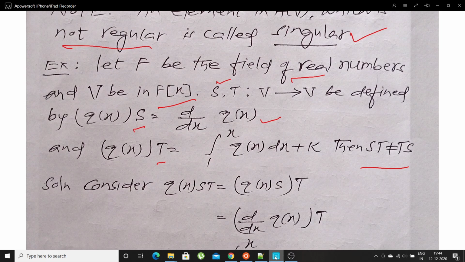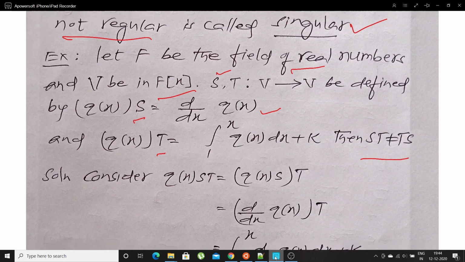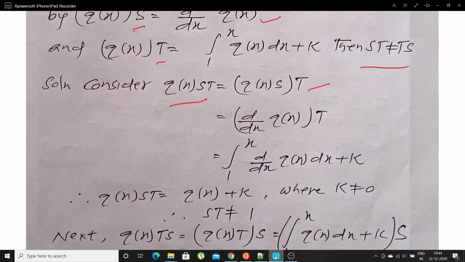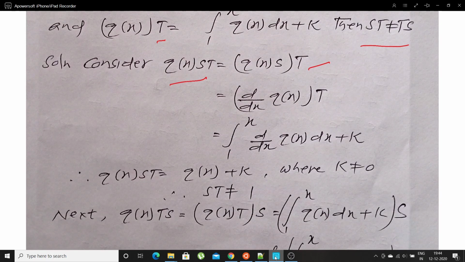Okay, let me consider the polynomial over the product of two elements. Q of x is a polynomial that you know. Q of x of st can be rewritten, using the composite function definition, as Q of x of s of t, replacing Q of x of s by d by dx of Q of x, and this is replaced by the integral. After integration, what we get? We get Q of x plus k. Since k is not equal to 0, that means st is not equal to 1.